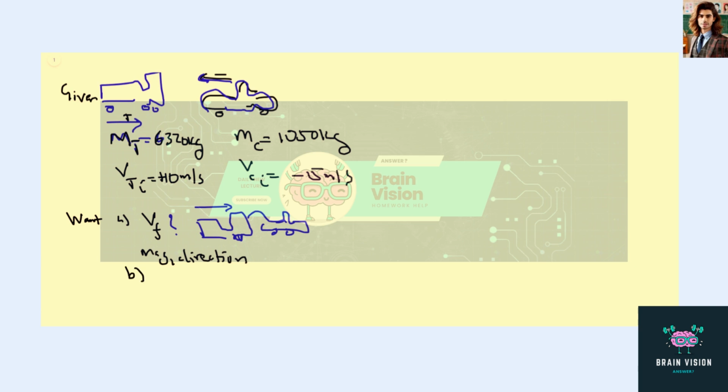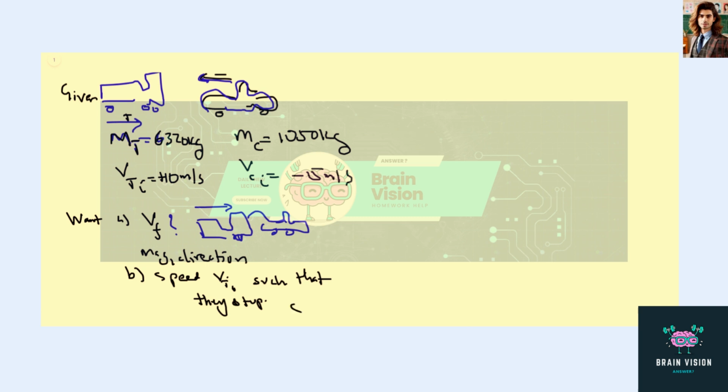The second thing we want to find out, in part B, is the initial speed of the truck such that they stop on collision. Another way of framing the problem would be, if they both have the same momentum when they're moving towards each other, they're going to stop, and that's part B.